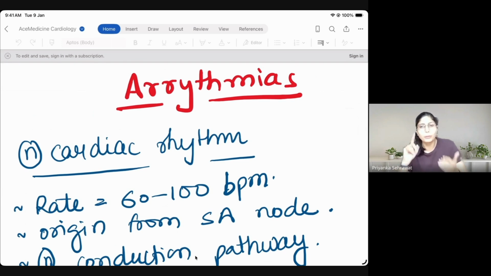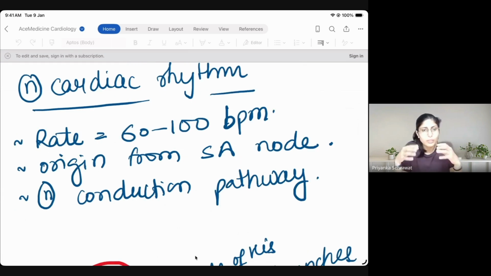We look at three things. Number one, the rate should be between 60 to 100 beats per minute. Second, the origin or the pacemaker, the natural pacemaker of the heart is SA node. Whatever originates from anything else is arrhythmia. So for example, if my atrium is not working, it's ischemic, SA node, AV node are not working, the bundle of His will take over as the new pacemaker. But will that be normal pacemaker? No. So what will that lead to? Whatever it leads to, it will be known as an arrhythmia.